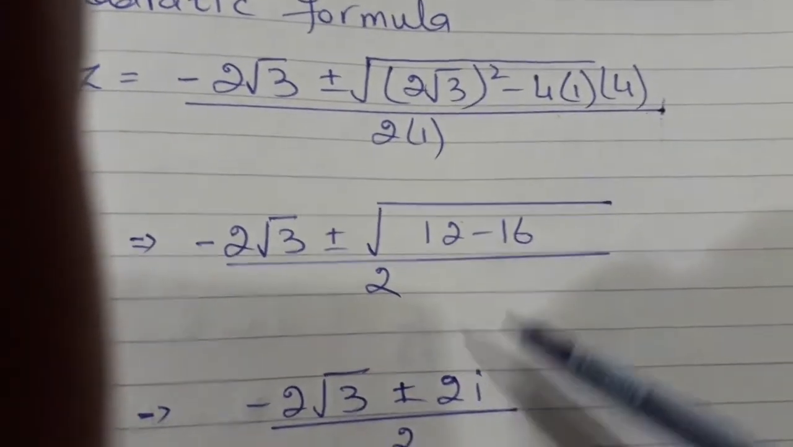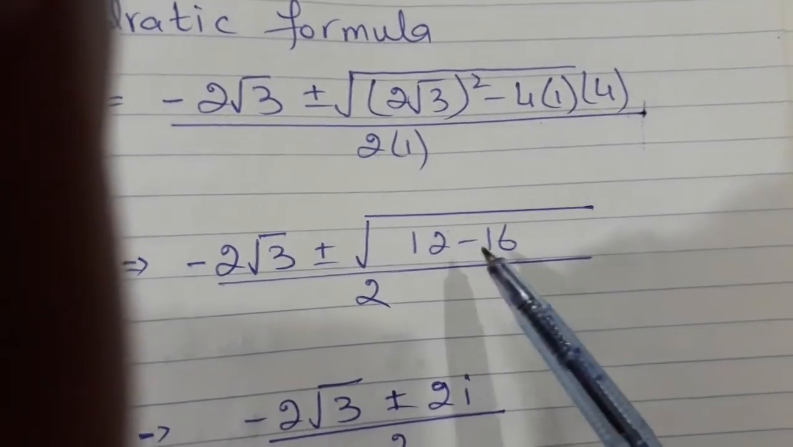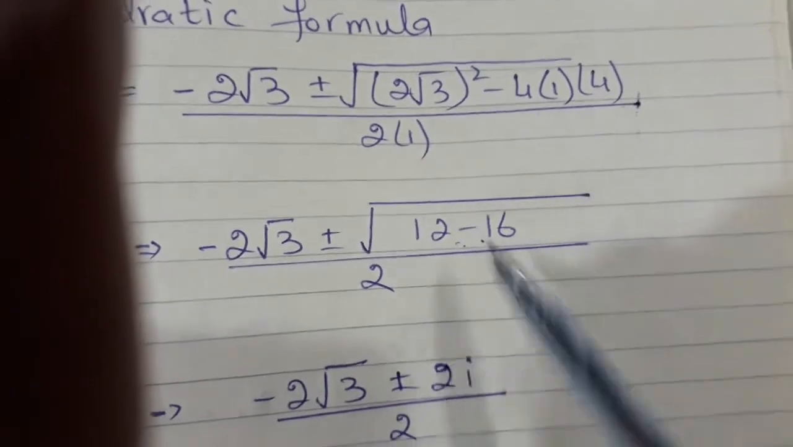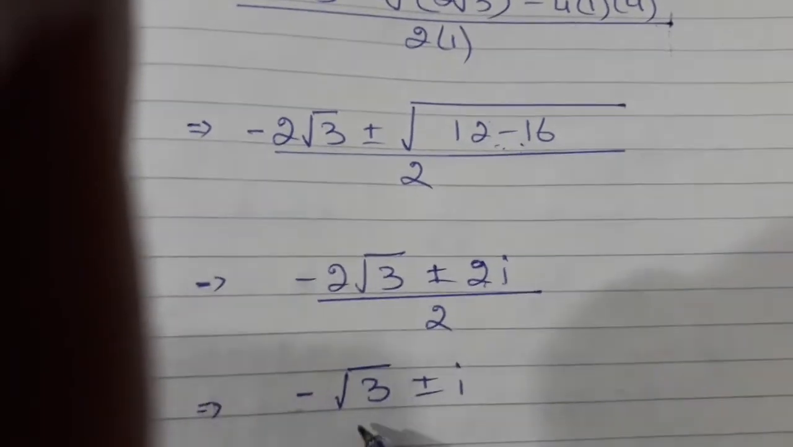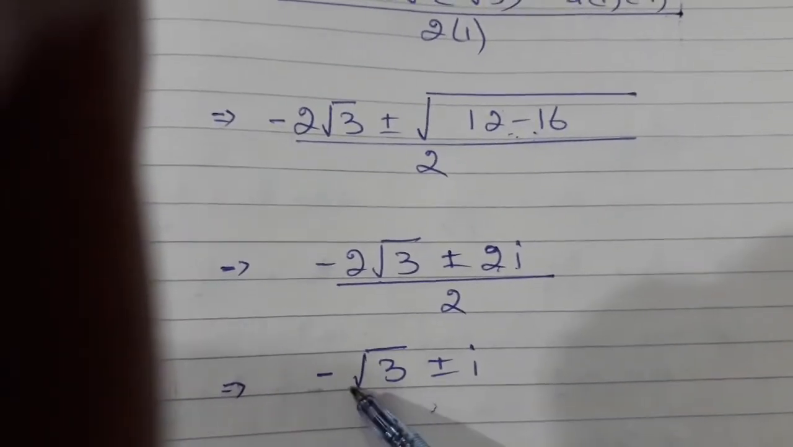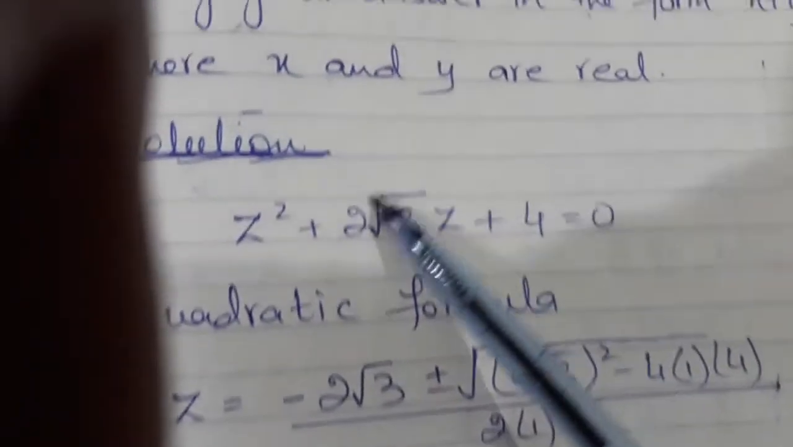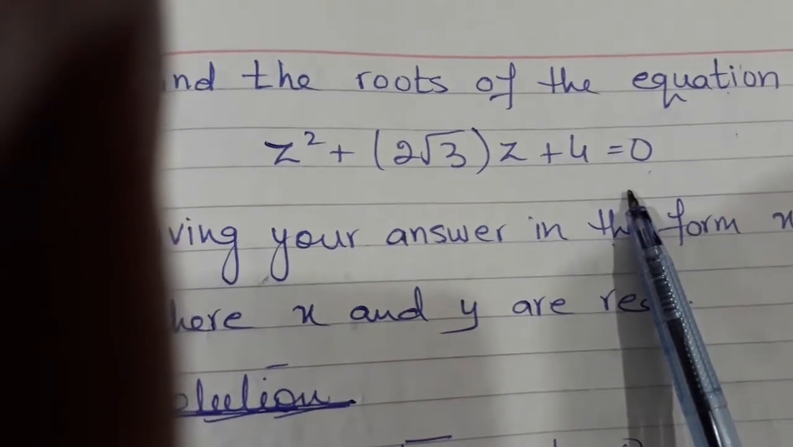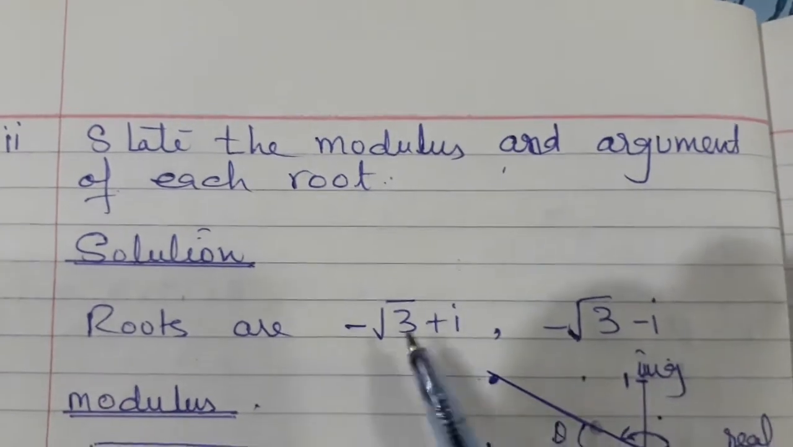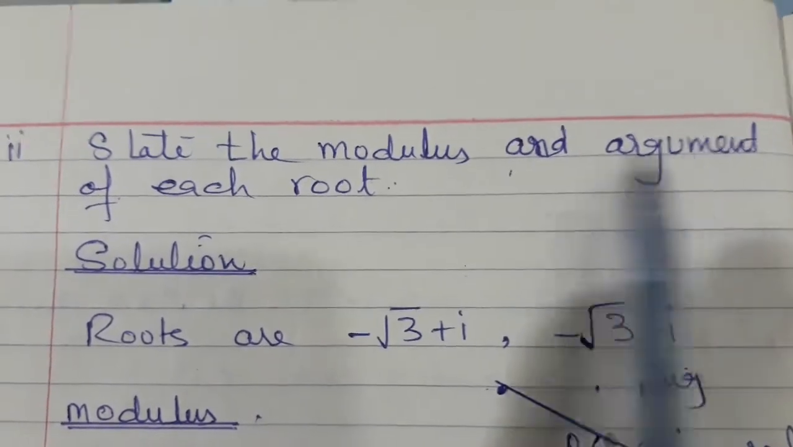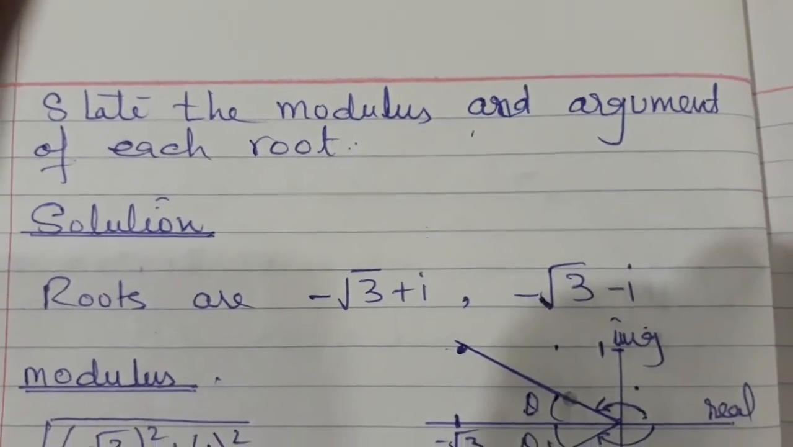I'm being a little direct here because I have already explained the quadratic formula in detail in my previous videos. But anyway, this is -4 root, which equals 2 iota, right? So now from here, I got these two roots, minus root 3 plus iota and minus root 3 minus iota, as the roots of this quadratic equation with complex numbers. So now let's do part 2. Part 2 says find the modulus and argument of each root, and these were the roots we found in the previous part 1.